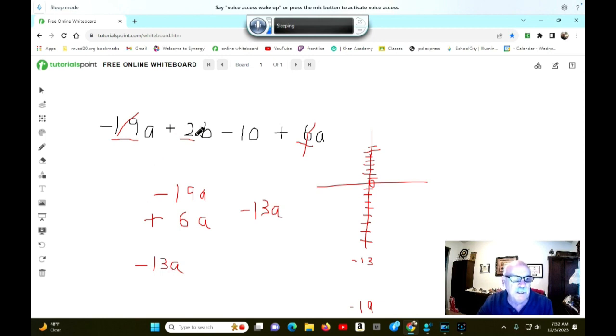Then we have a plus 2b, 2 times whatever b is. There's no other b variables, so we just bring that down by itself. Now it's a plus 2b. And then we look for any others. We brought that down so we can cross that out. So the only thing left now is the negative 10. There's no other constants in here. That's the only term that's a constant term. So it's a whole number, and it's a minus 10. So that comes down to minus 10.